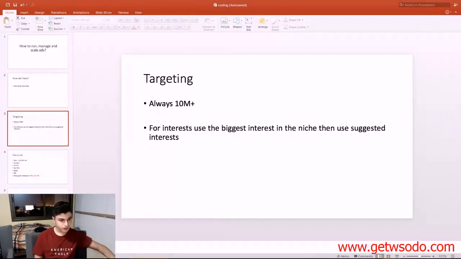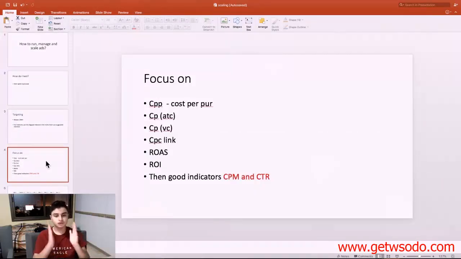Okay, let's go to the next step. When doing any ad, you need to focus on these things: your cost per purchase, your cost per add to cart, and your cost per view content. Those are the main things you need to look at.